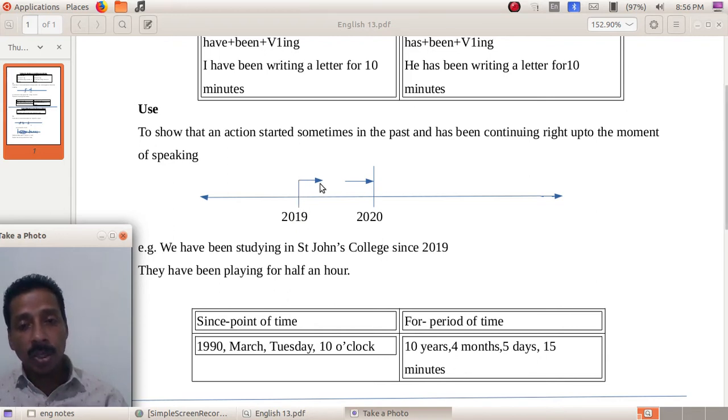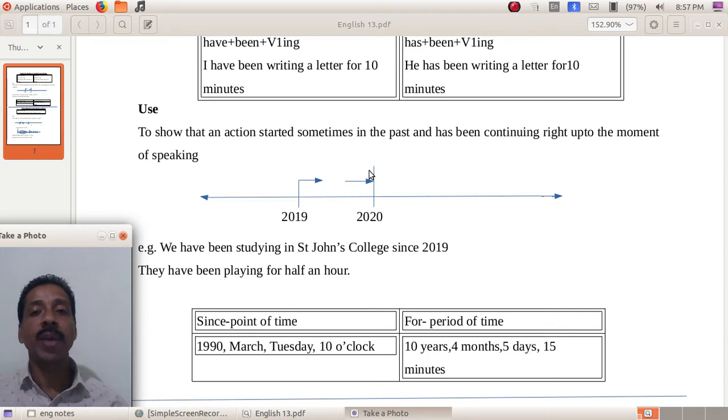So here it shows that an action started in 2019, and from that moment it continued, and that activity has been going on from this past moment onwards, and while we look at this present moment, still it is continuing. So an activity started in the past and is continuing right up to the moment of speaking. So in order to show such a thing, we have to use present perfect continuous tense.